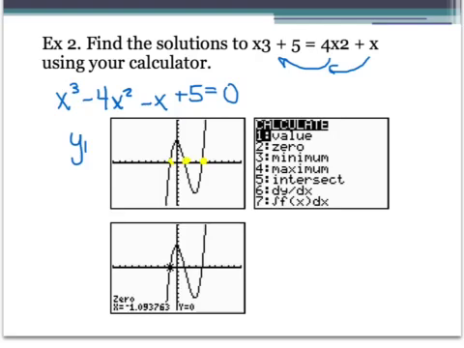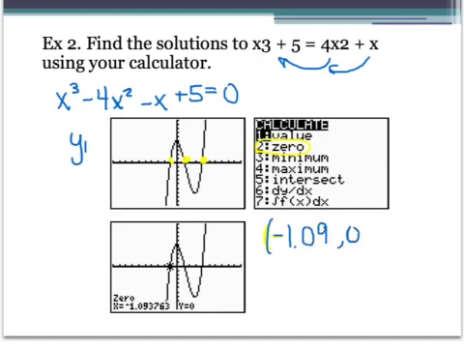Now in case you don't remember, you want to go to second calc, and we're finding zeros, so choose option 2. Okay, so for the first zero, I went ahead and calculated it for you. You're going to have to do left bound, right bound, and then you hit guess. And the first zero is going to be at the point negative 1.09, 0. You'll find your other points to be at 1.16, and your third zero is at 3.93. So these are your 3 zeros right here.